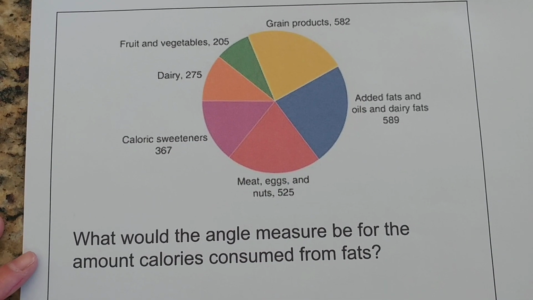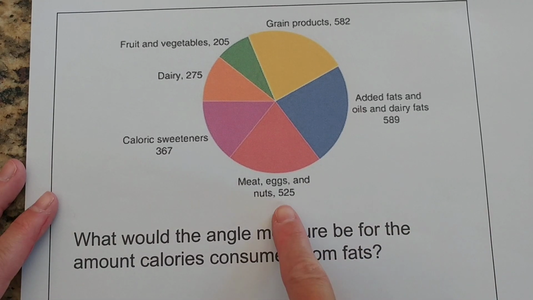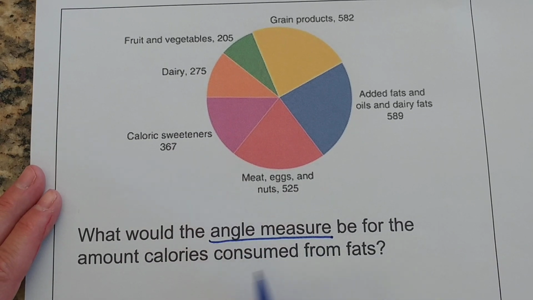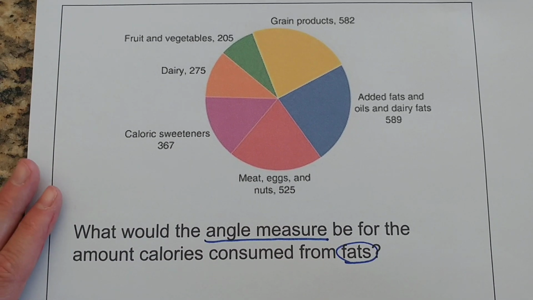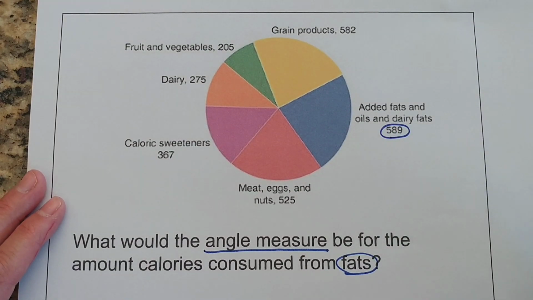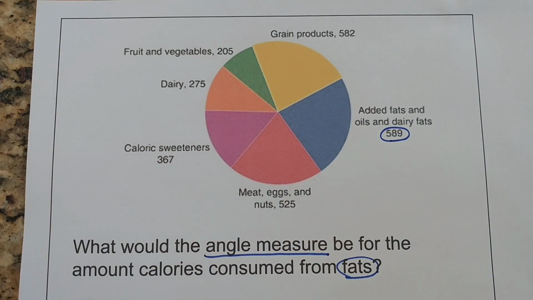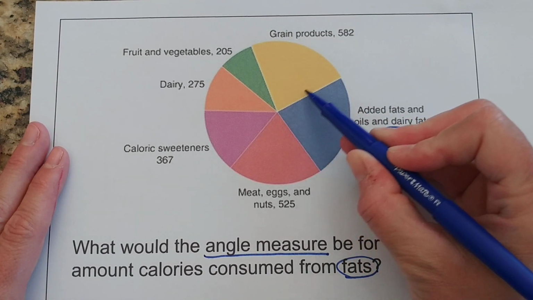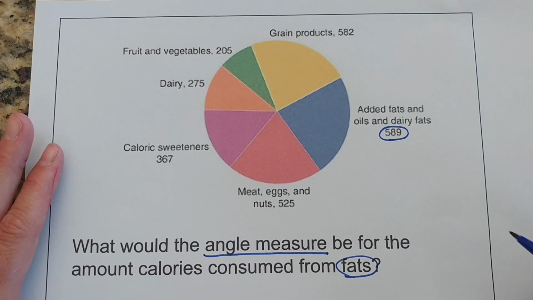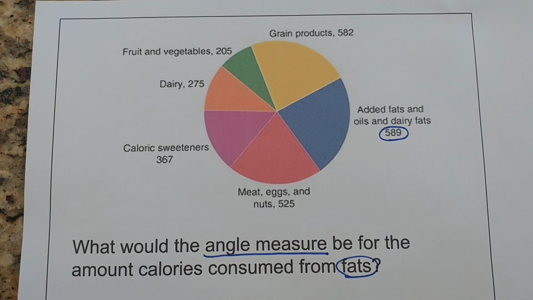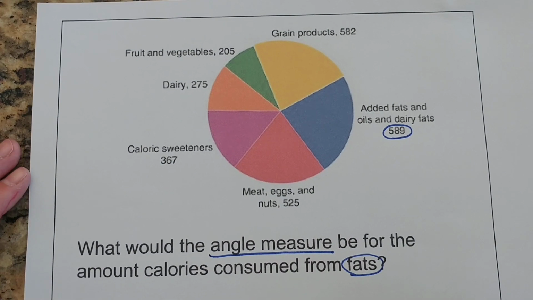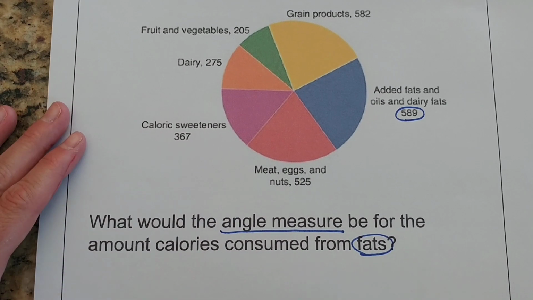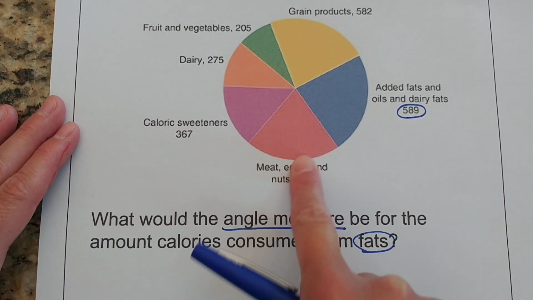Okay, in this last example, we can see the calories that a person consumes in each of the food groups. Here we're being asked, what would the angle measure be for the amount of calories consumed from fats? So here we can see that this number represents the fats. So similar to the last one, we can see that it looks like this is almost 90 degrees, a little bit less than that, but almost 90 degrees. So we're going to get a number that's a little bit less than 90 degrees again. Well, let's think about what we did before. We need to have a percentage. We need to be able to figure out a percent of 360 degrees.